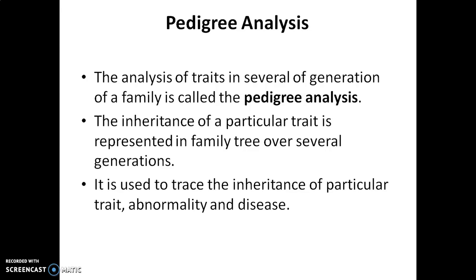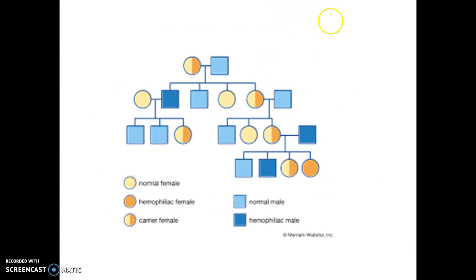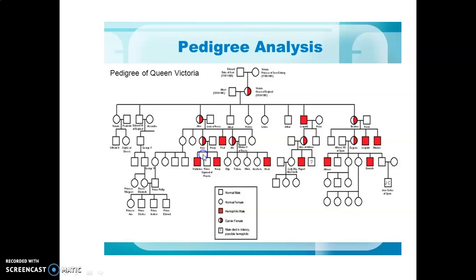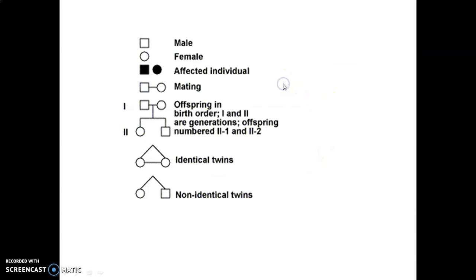Next topic, pedigree analysis. Children, do you know what a pedigree is? I will show you some pedigree charts. This is one pedigree chart and this is another pedigree chart. Children, this is a pedigree chart of Queen Victoria. Now, can you explain what a pedigree is? Yes, to explain or to analyze a single trait or a disease condition or an abnormality in different generations of a family, we can use pedigree analysis.